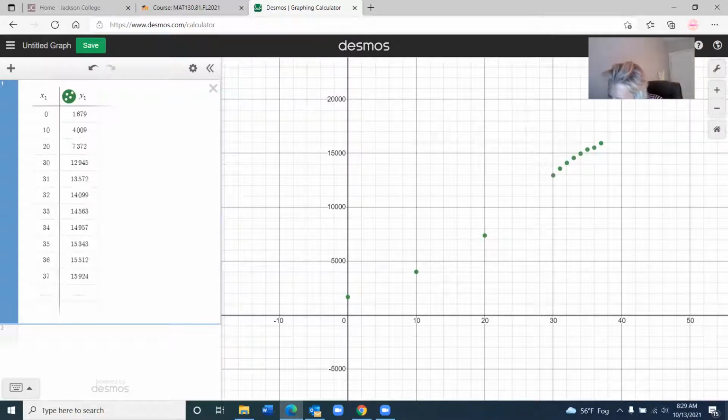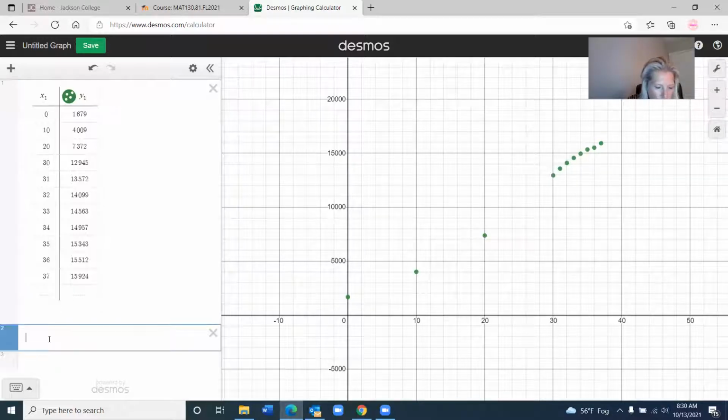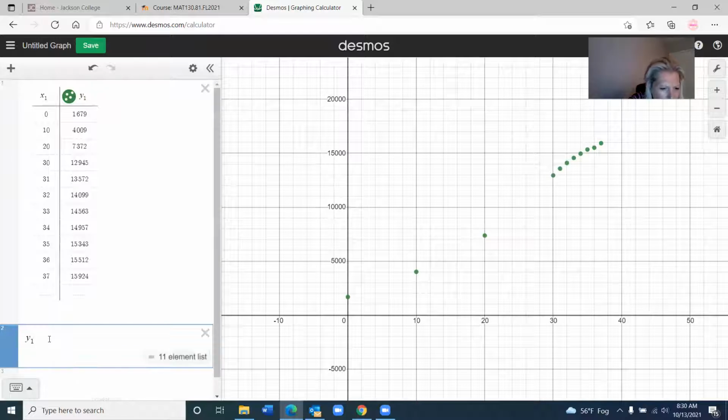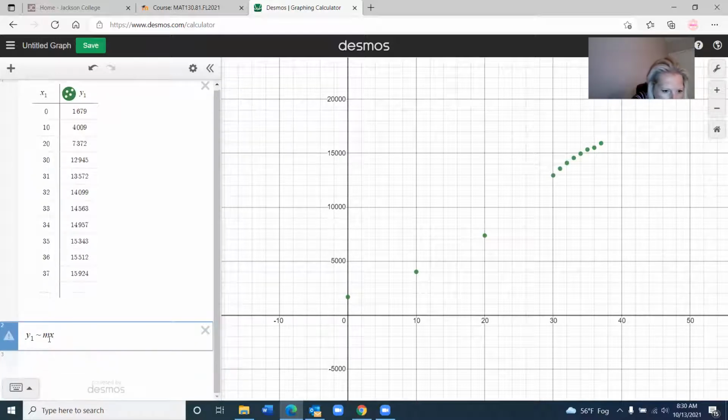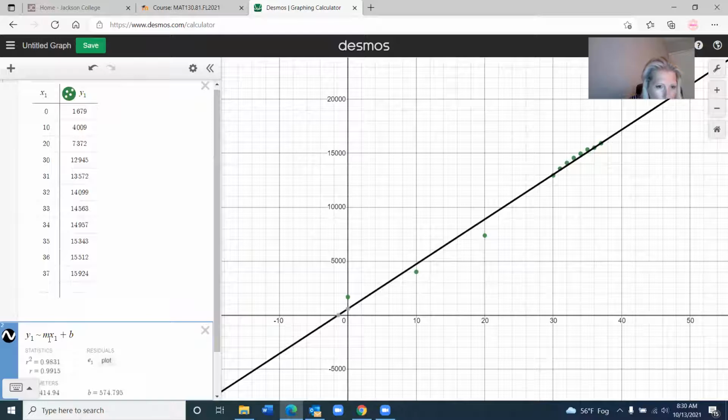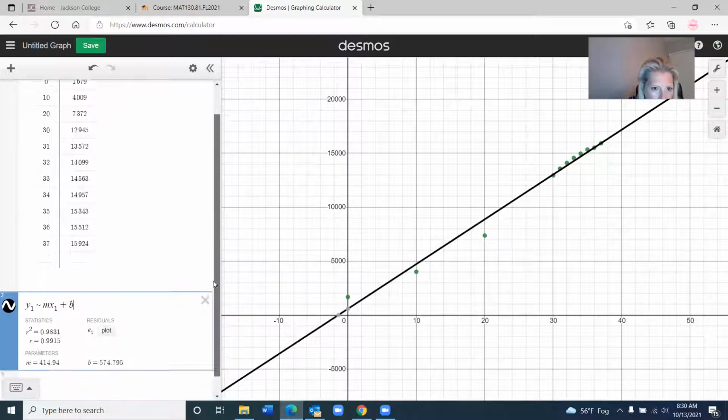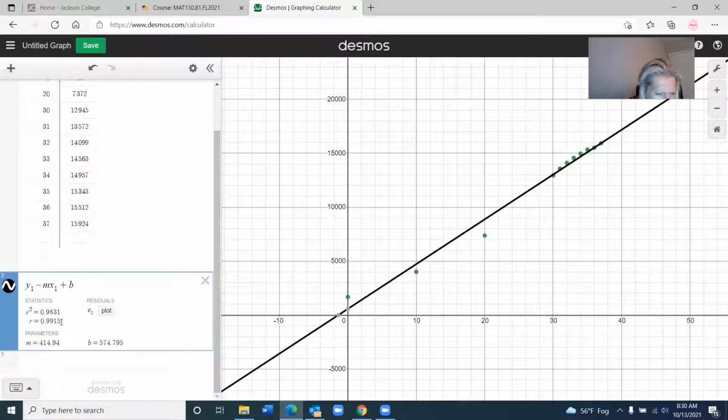Number 4 says using a graphing calculator or spreadsheet, find the linear equation of best fit. So we're going to find the line of best fit first. And follow along, but you should have reference of this from other lessons that we've done. This is our Y1. So we're going to go here and we're going to say Y1 tilde MX1 plus B. And now remember the line of best fit, they automatically give us our R and our R squared. The R is what we want to use to decide.